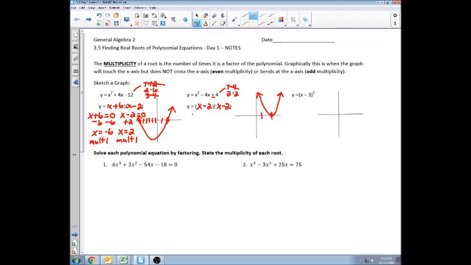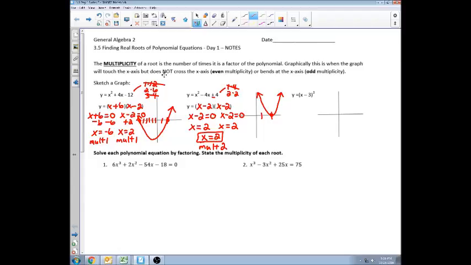Since I could set these both equal to 0, this would get me positive 2. This would also get me positive 2. So as you can see there, my 2 answers are both positive 2. The other way that we went about it, we ended with x equals 2. So that's where we would say we have a multiplicity of 2.